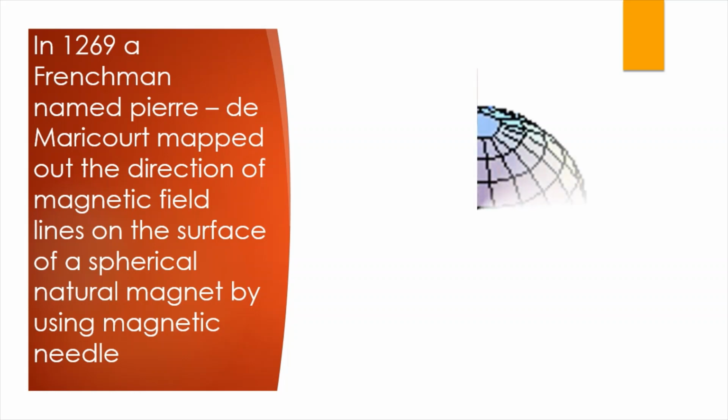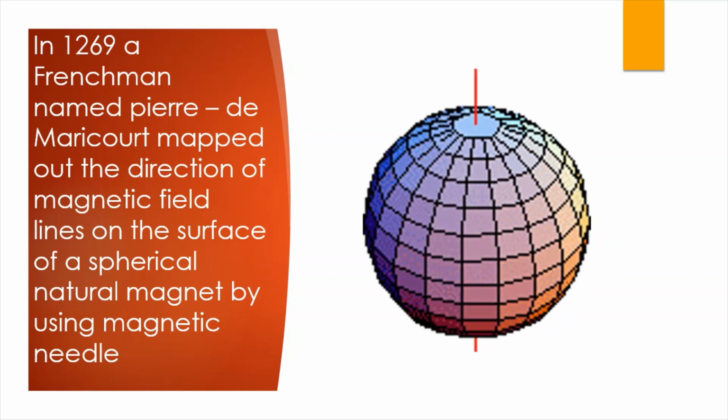So you can see in this figure, you have to consider the vertical lines only. You can see that all these vertical lines are passing through two diametrically opposite points of the sphere, which he gave the name of the pole of the magnet.